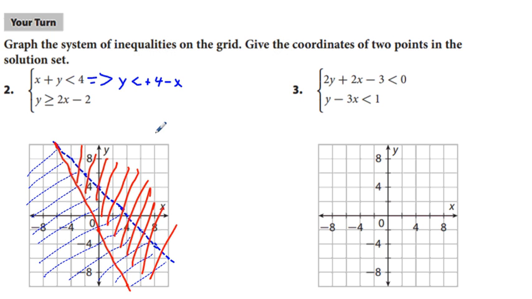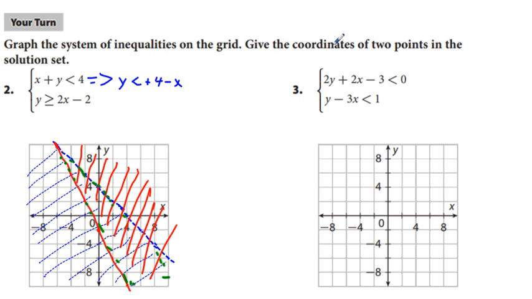So what is our solution set area? Well, it's going to be this area that I'm kind of tracing in green here, right? With the dashed line on top and the solid line on the bottom. So this skinny triangle looking triangular shape.